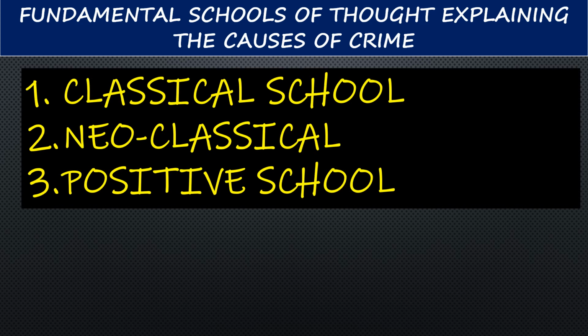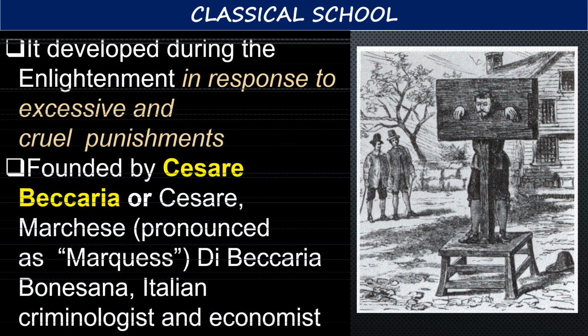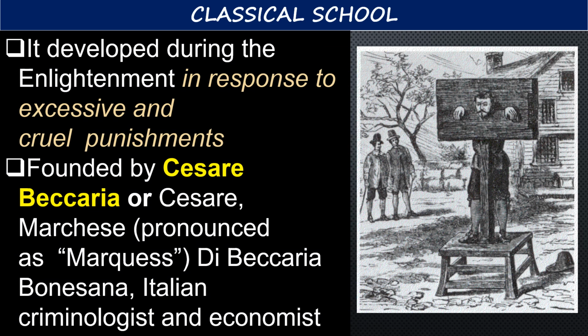So these are the fundamental schools, as we have mentioned a while back. You have the classical, the neoclassical, and the positive schools of thought in criminology, or explaining the causes of crime. In the classical school, if we go back to your introduction to criminology, we have the pre-classical school, which focuses on the demonological as well as spiritual aspect of crime causation. But there was no scientific approach to the explanation of why people commit crime.